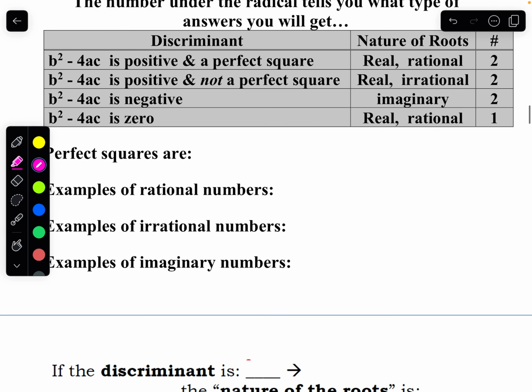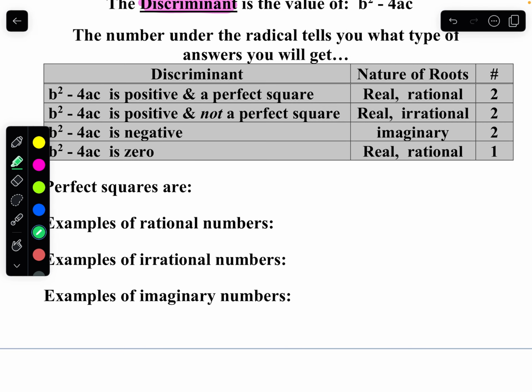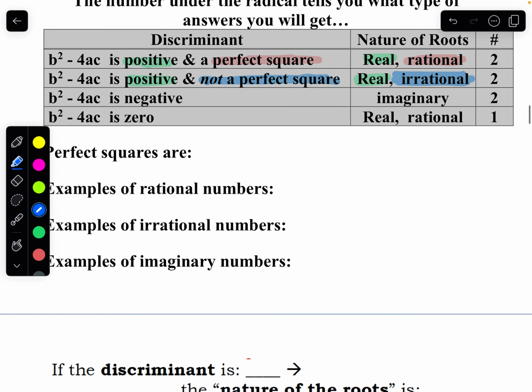If your discriminant is positive, you're going to have a real solution. You can take the square root of a positive and get a real number. In the case that it is a perfect square, you're going to get really nice solutions. Those are called rational numbers. If it's not a perfect square, you're going to have a square root involved in your final answer, and those are called irrational numbers. Some examples of rational numbers: 1/2, or even -3. They can be whole numbers. They can be decimals, but they're going to be nice decimals.